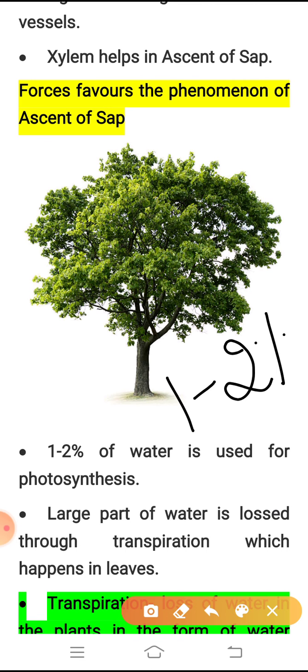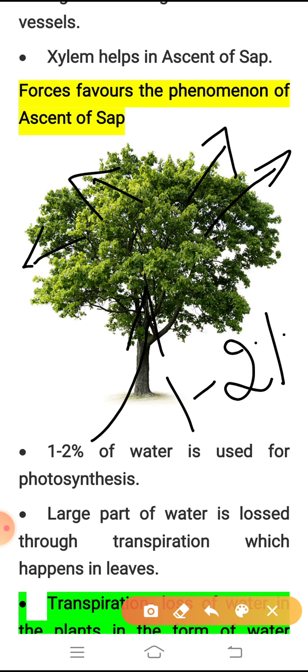It is observed that a large amount of water is lost through transpiration. The water which is transported to the plant is transpired, which means it is evaporated in the form of water vapor. So that is what we are going to study in this session.